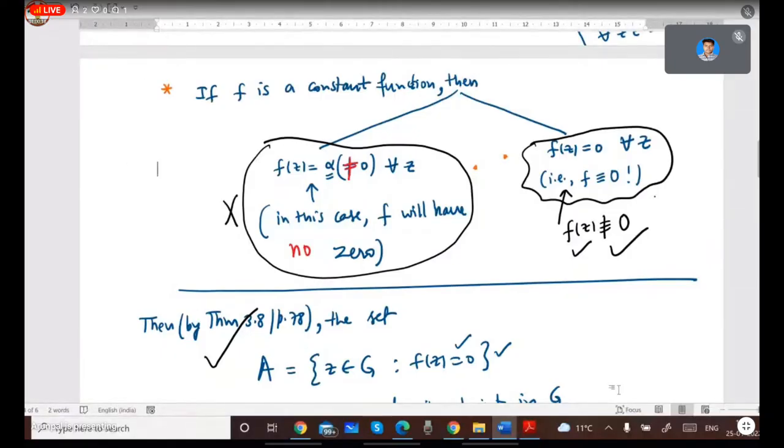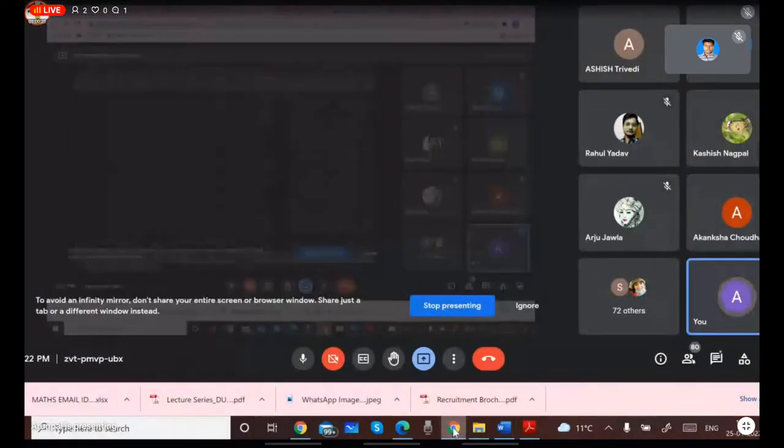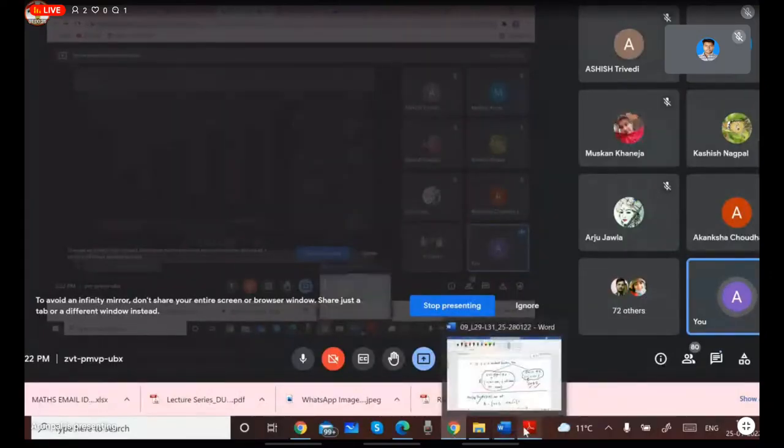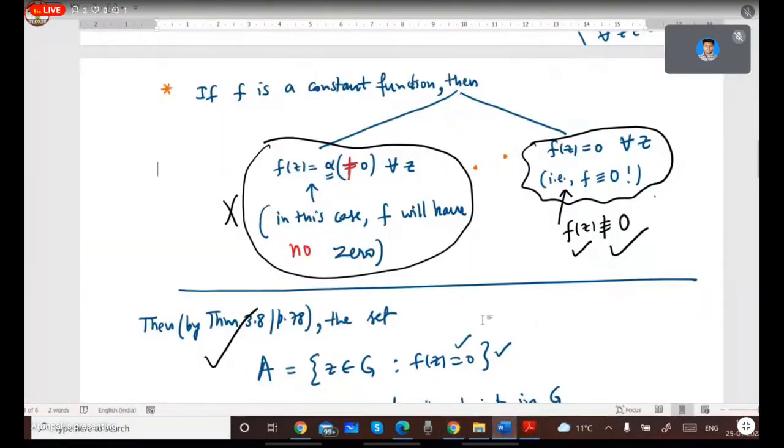Hello, class, can you hear me? Yes, sir. So Kashish, you were talking about that very point? This one? Yes, sir. Now see, I am saying if f is constant. Now, if you are saying a function is constant, then it can take a non-zero constant value or it can take a zero constant value, right? Because you can have the constant to be zero, you can have the constant to be non-zero. Is that okay? Yes, sir.